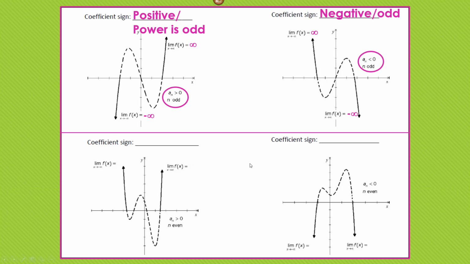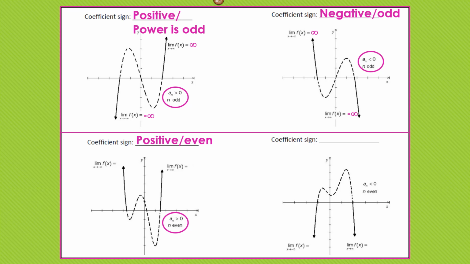Now let's look at what happens when our degree is even. In this case, we've got a positive leading coefficient and an even degree for our polynomial. And in that case, I think about x squared, right?